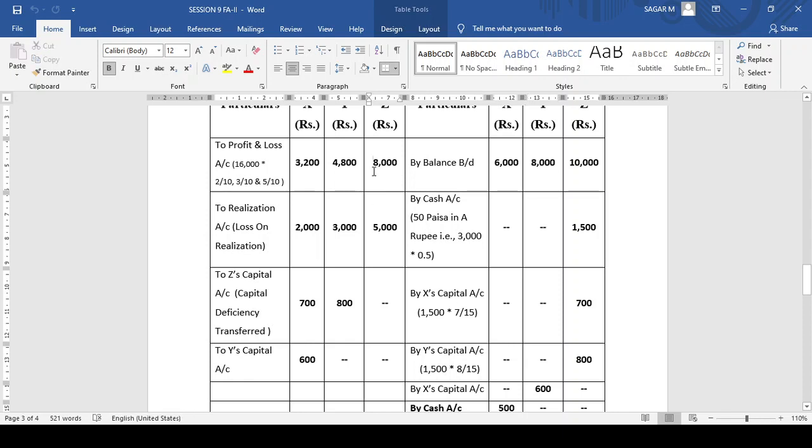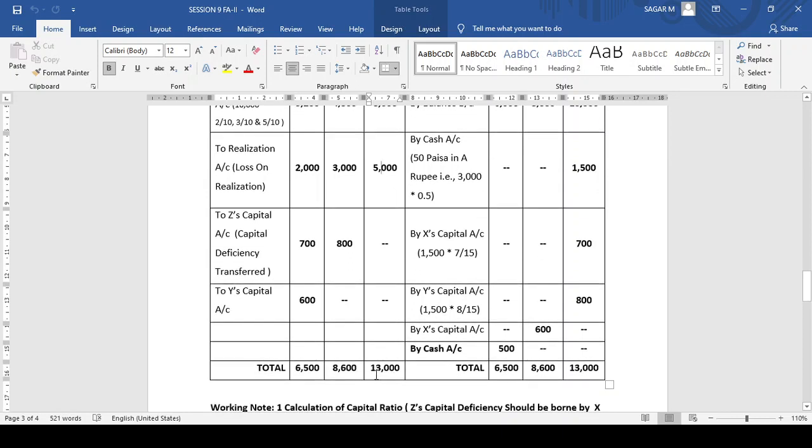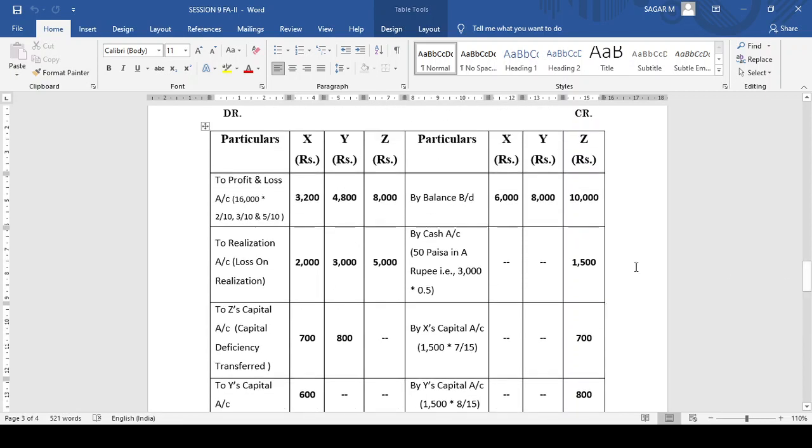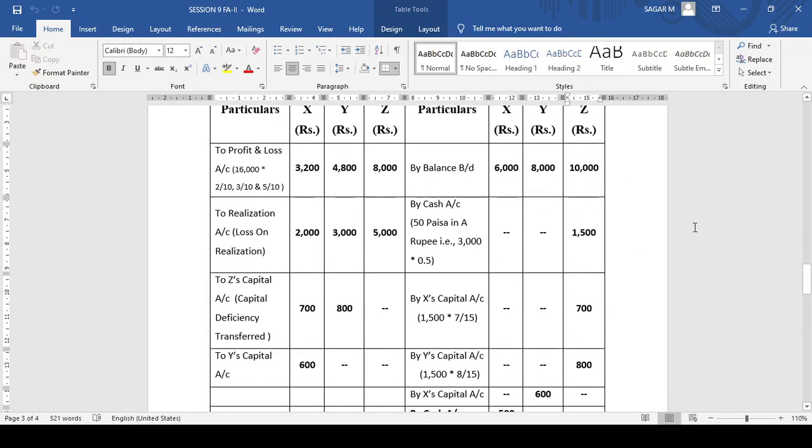Now, if you look at Z's account, on the debit side we have 8,000 plus 5,000. 13,000 is the total, but on the credit side we have only 10,000. So among the three partners, only Z's capital account is showing the debit balance. So now take the total of only the Z column, that is 13,000. Keep the same total on the credit side, that is 13,000, and deduct 10,000. After deducting, we can see what capital deficiency we got.